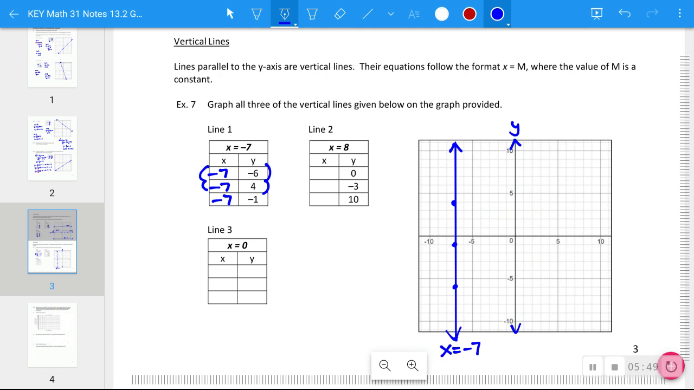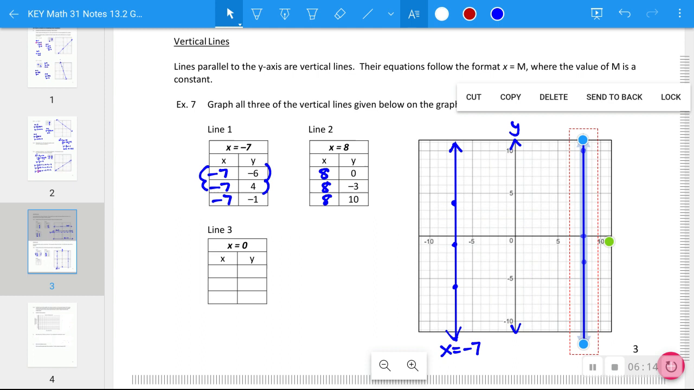Okay, on the next one here, we have some choices for y's, but the formula doesn't tell us anything at all about y, so those are just pick your own. 8, 8, and 8 is what we have to use for the x. So we'll start with 8, 0, and then 8, -3, and finally 8, 10. And once again, we get a vertical line.